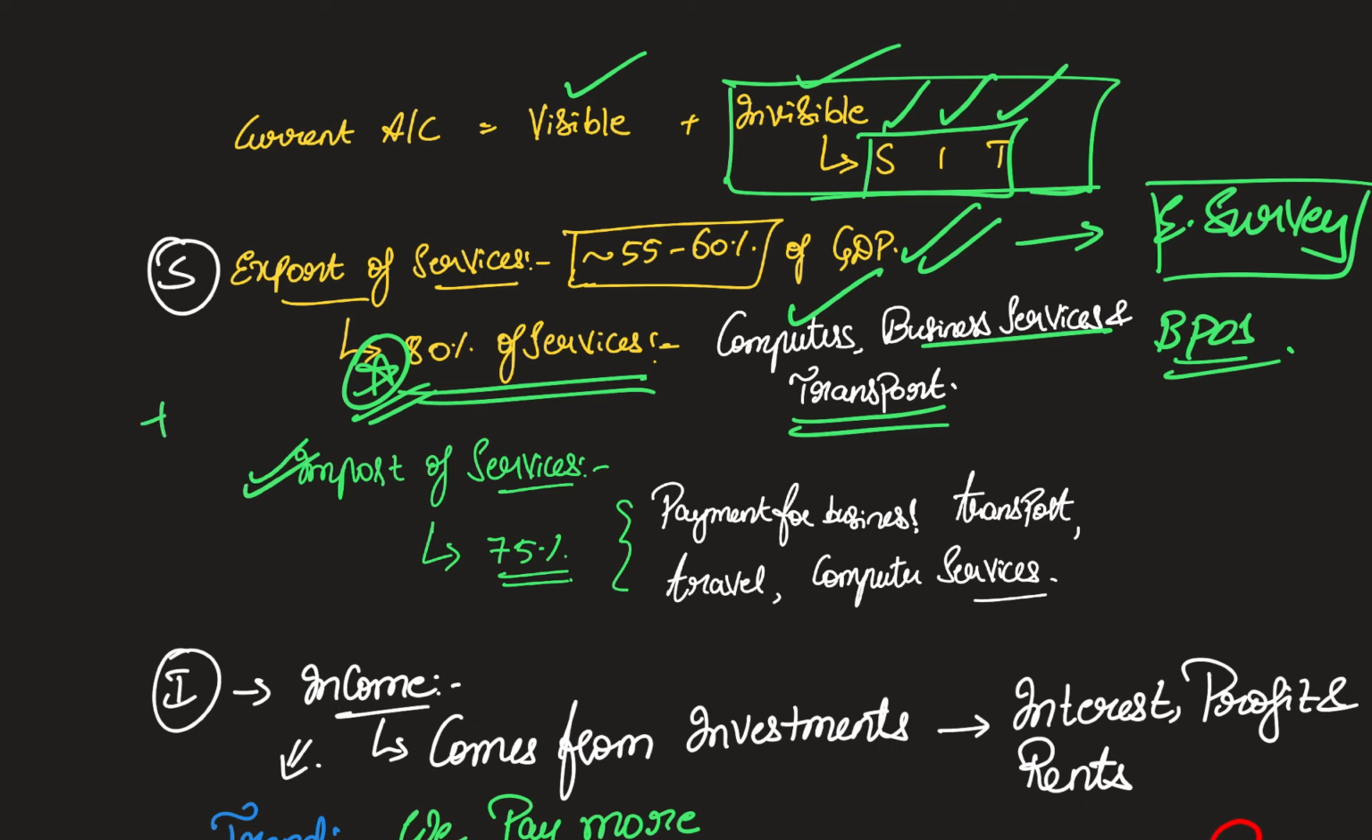Similarly, we also import some services. We have a surplus, just remember, but it does not mean that we do not import any services. There are a lot of services that we take from abroad, for example the payment solutions for our businesses, the transportation, the travel sector, the computer services. All this together constitutes almost 75% of the imports from our services.